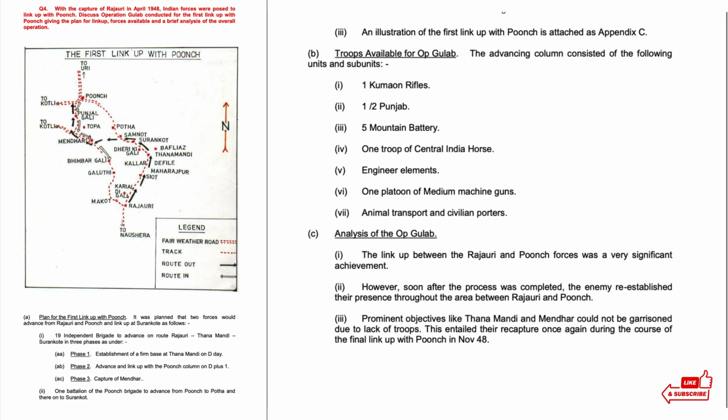Now moving on to question 4, which states: with the capture of Rajauri in April 1948, Indian forces were poised to link up with Poonch. Discuss Operation Gulab, conducted for the first link up with Poonch, giving the plan for link up, forces available and a brief analysis of the overall operation.